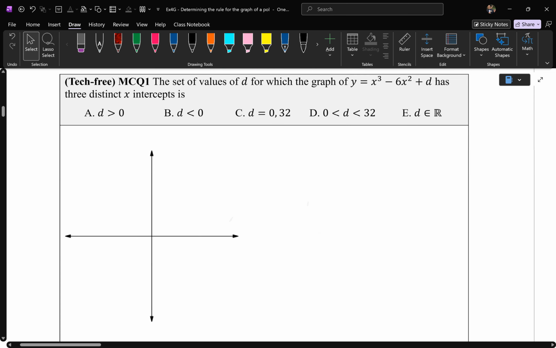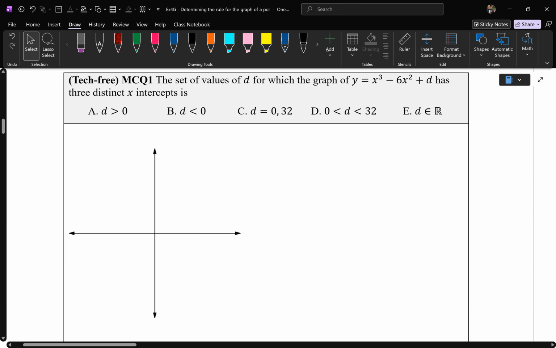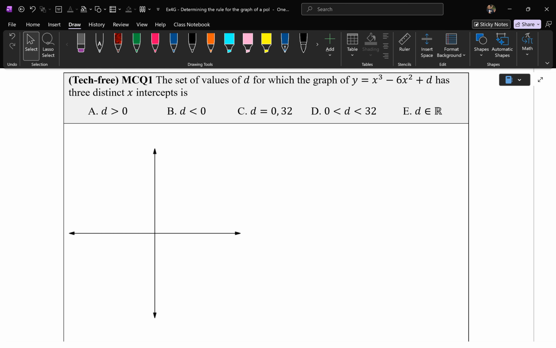Let's try this one. Tech-free, multiple choice question 1. You've got a set of values of d for which the following graph, and I'm going to pause the video to give you guys some time to have a try. So you can use CAS, but I purposely put tech-free so that you can't. Okay, so this is a CAS question, but I want you to do it tech-free.